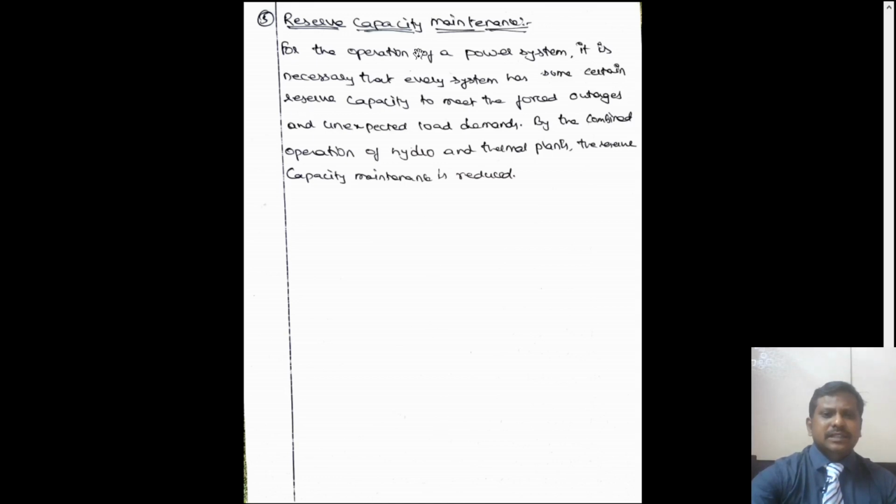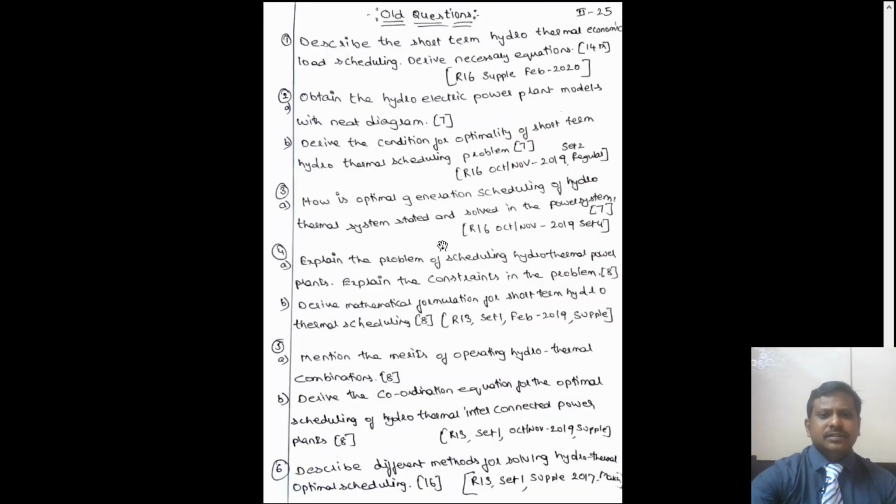So the next one is reserve capacity maintenance. For the operation of a power system, it is necessary that every system has a certain reserve capacity to meet forced outages and unexpected load demands. By combining these two, hydro and thermal, the reserve capacity maintenance is reduced. And these are the old questions which were given in the JNTK.